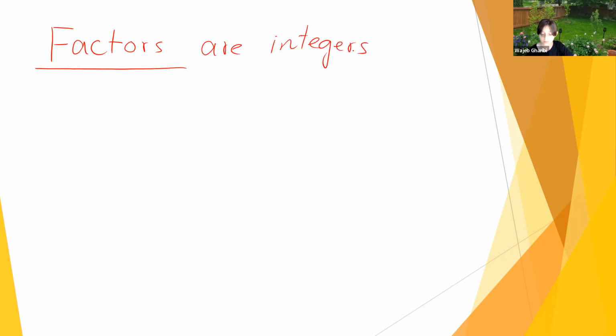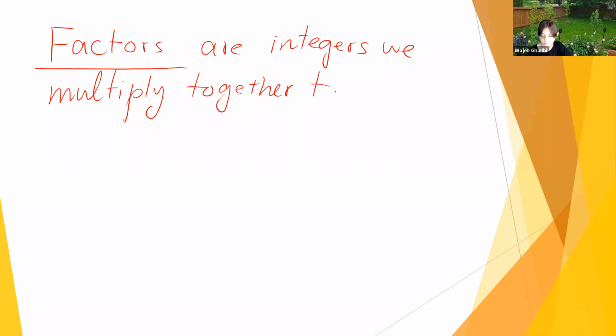Okay, so let me write it. Factors. What are factors? Factors are integers we multiply together to get another integer. Okay, give me an example.